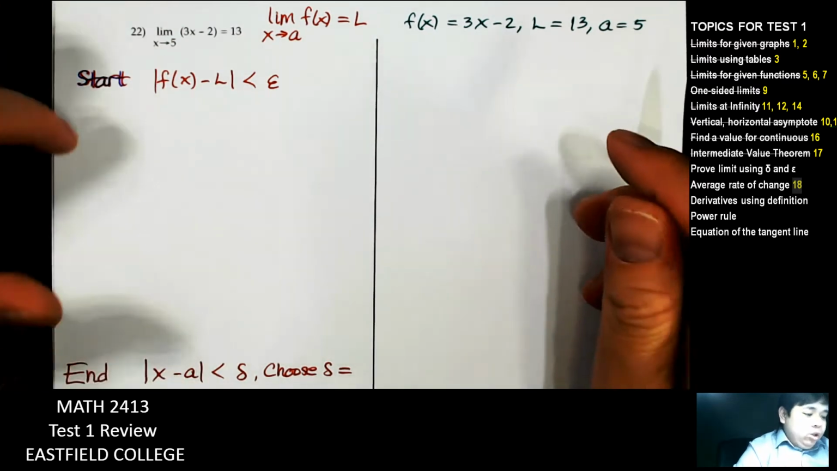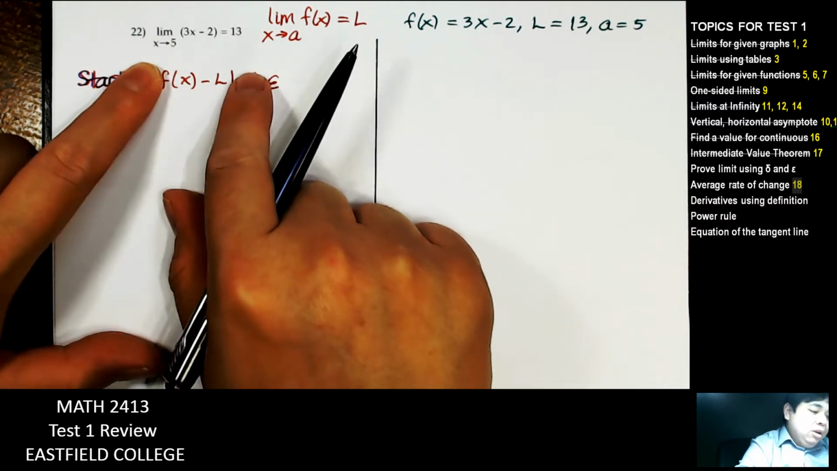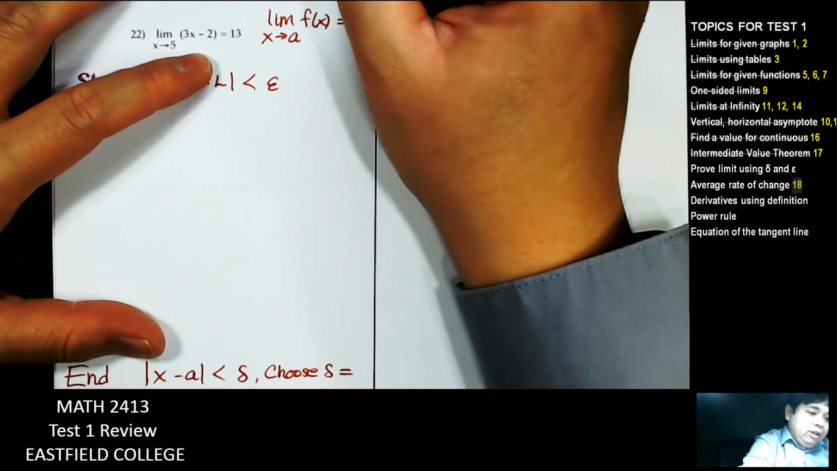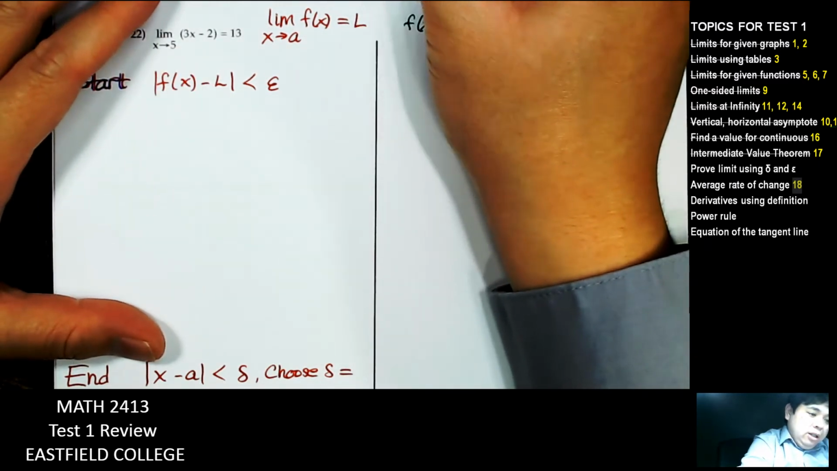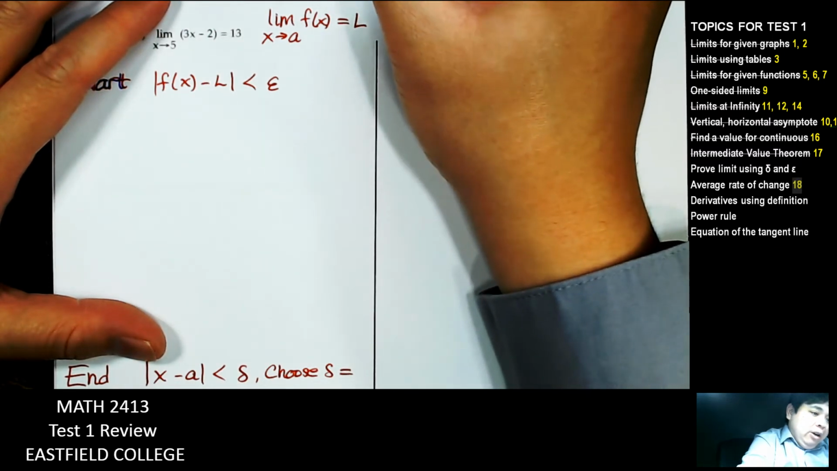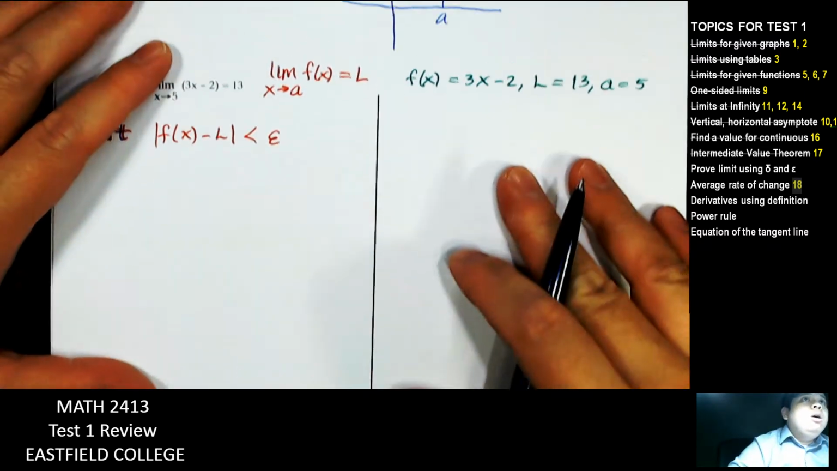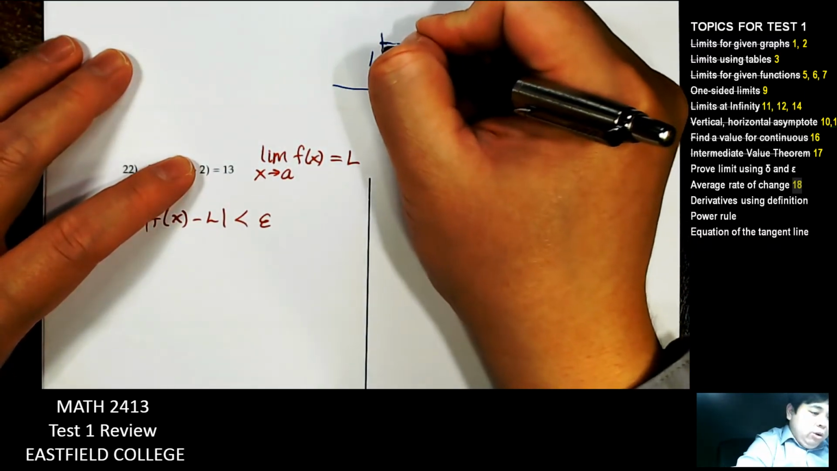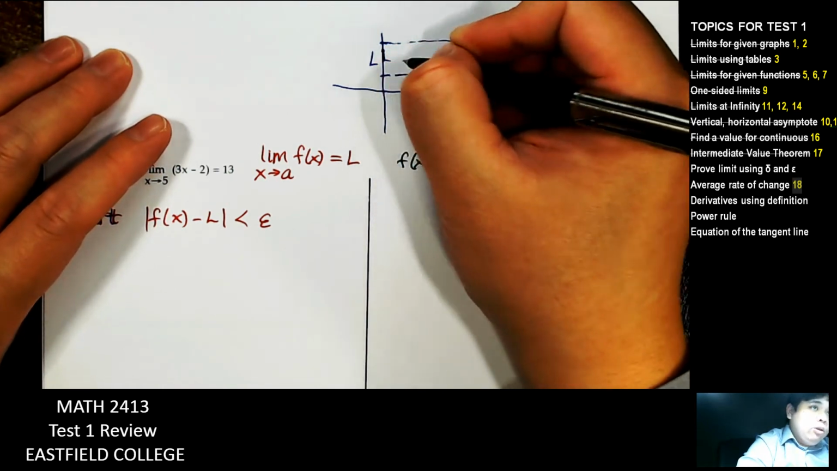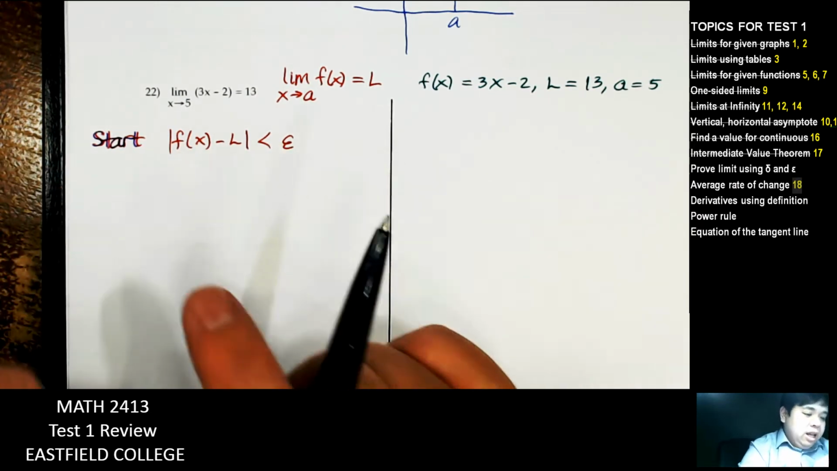Now, we start from the limit of, the function minus the limit must be less than epsilon. If we have the graph, first we limit the y values. So the values of the function have to be within some interval of L. So the function minus the limit less than epsilon.